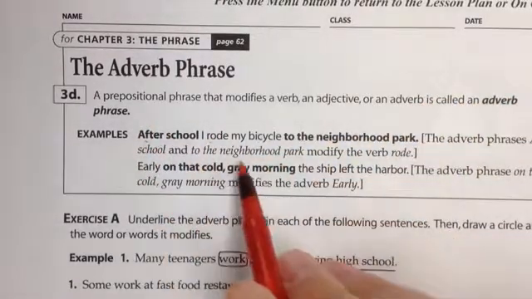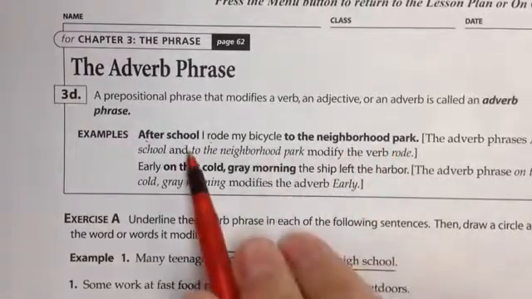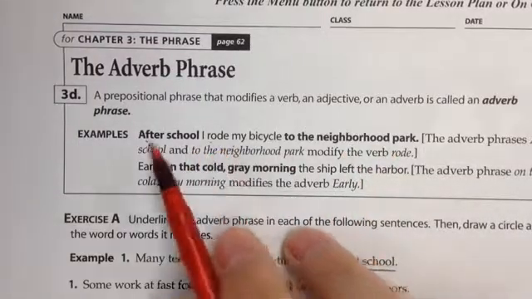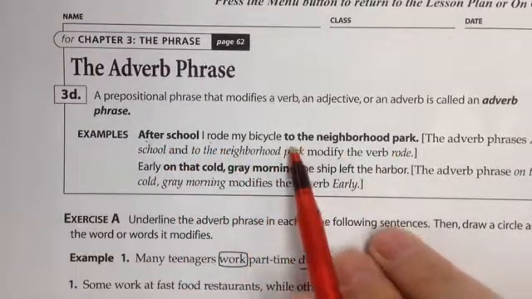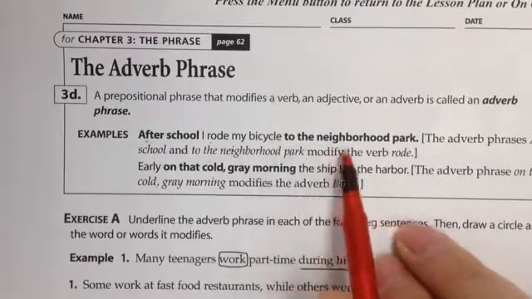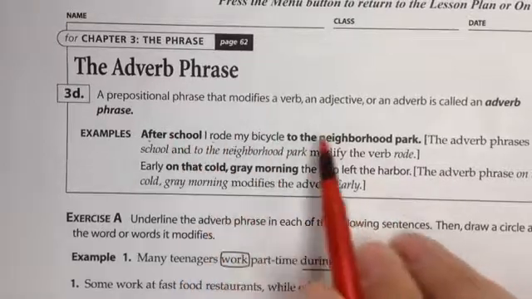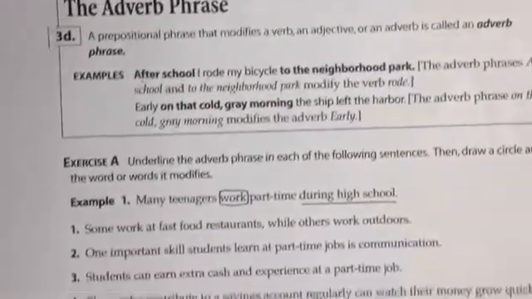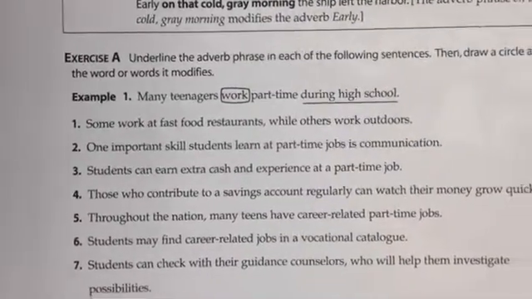So here we have, after school I rode my bicycle to the neighborhood park. When did I ride my bicycle? After school. And where did I ride my bicycle? To the neighborhood park. So they clearly answer those adverbial questions. Let's do some of the sample ones down below.